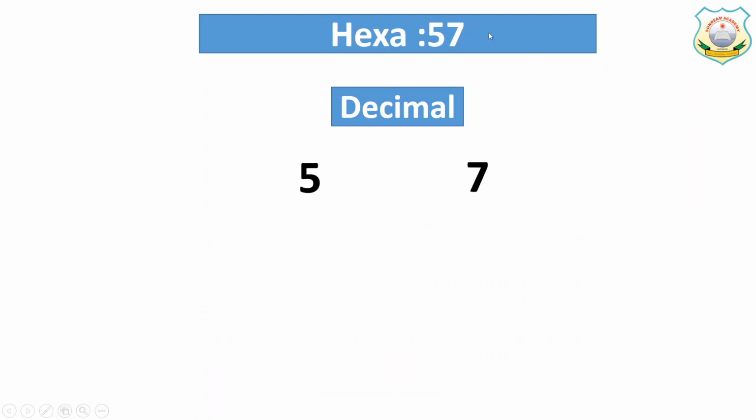I took 57 because decimal 87 into hexa is 57, and again I'm going to convert back to 87. So same technique. Now this is hexa. What is the base value? That is 16. So I will take, again I'm repeating, always you have to start from the right hand side. So I will take 7 first. 7 into 16 raised to 0 plus 5 into 16 raised to 1.